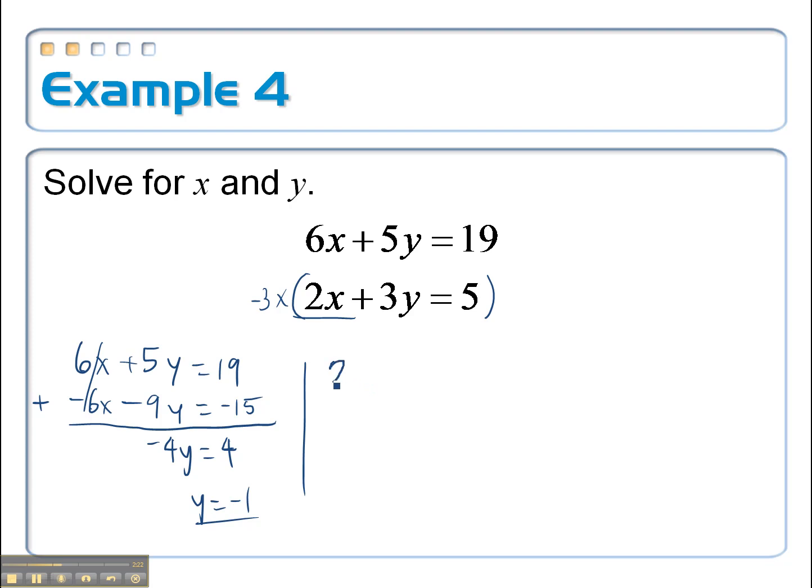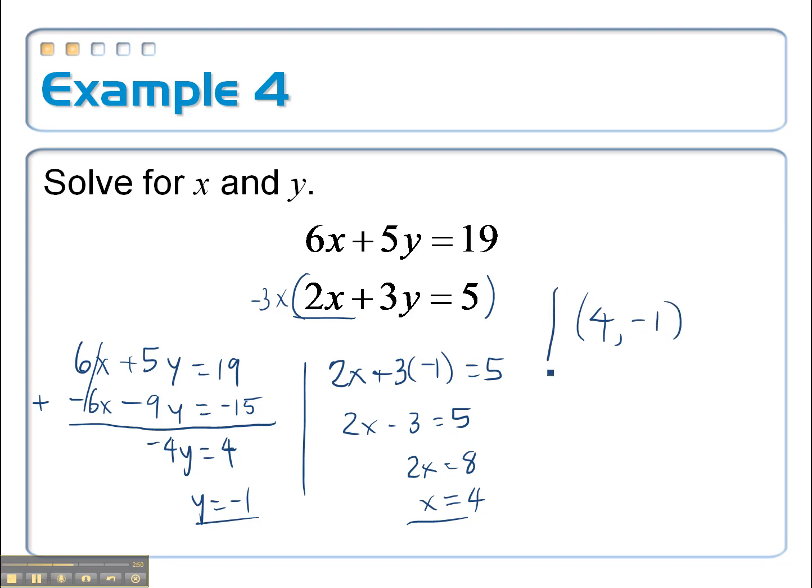And I just pick one of those equations, stick -1 in for y, and find out what x is. How about 2x, the second equation, the original one, plus 3 times -1, where I substituted in my -1, equals 5. And now work it out. 2x minus 3, add that 3 over, I'll get 8. So x equals 4. My actual answer is the ordered pair (4, -1). And that'll do that.